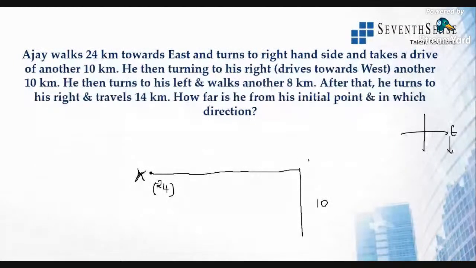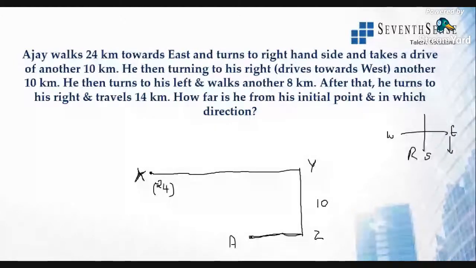So I'll just write it down as Y. And then he turned towards west. From south, this is west, so this will be right hand side. So he turned towards west and travels 8 kilometers. It will be something like this. So this will be Z. Let us say this point is A. Now what are they telling? He turns left. From west, left.